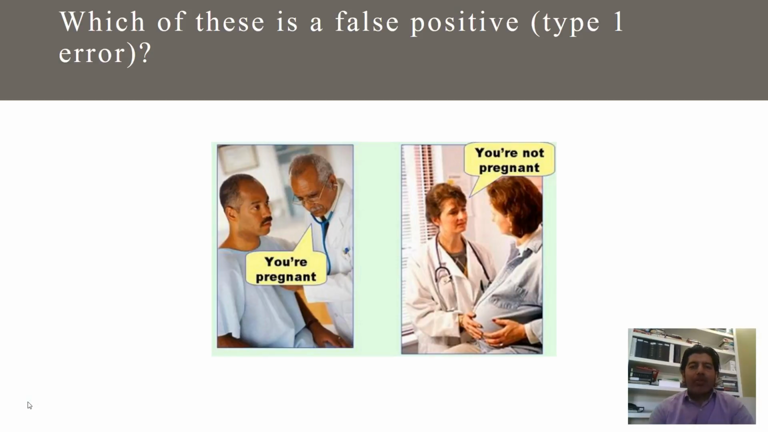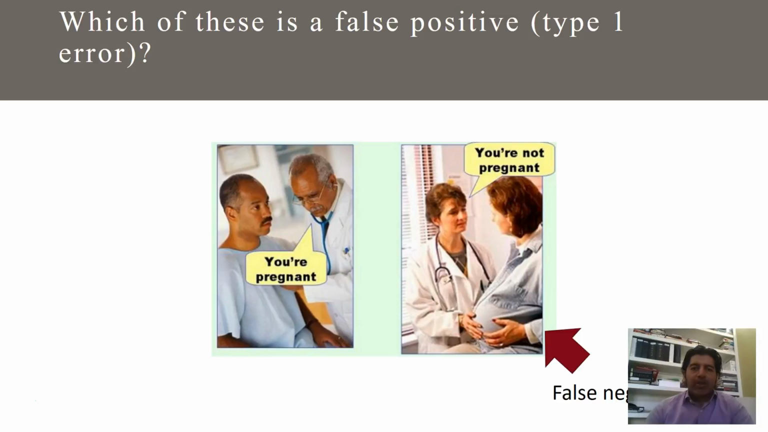Now whenever I think of a false positive, I see a picture of this doctor telling this guy that you're pregnant. And that's clearly a mistake. So that's a false positive. You can keep that in your mind. And of course, on the right hand side, we have the countervailing type of error, which is the false negative. Both of these are wrong.